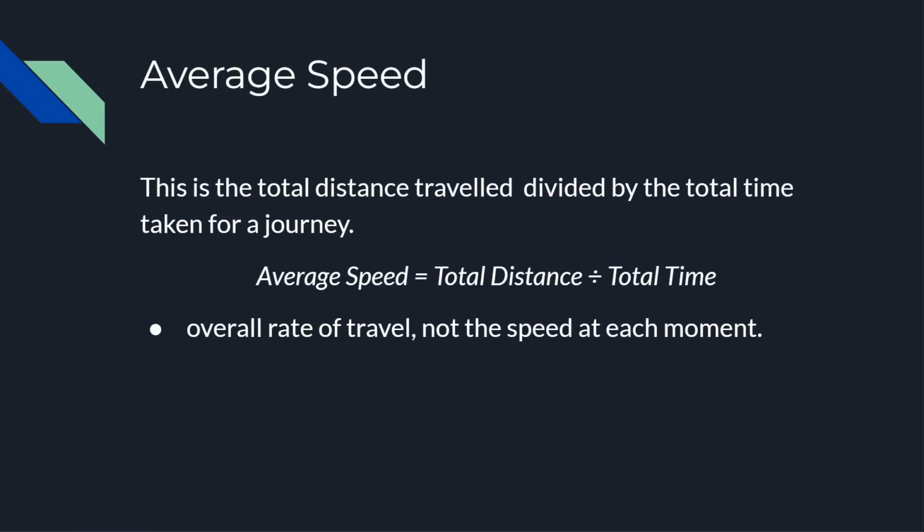The final term we need to define is average speed. Now, average speed is defined as the total distance divided by the total time. While it may sound like speed, it's different. Average speed provides an overall rate for the entire journey, smoothing out any changes that might happen in speed, whereas speed reflects a specific moment. So even though the formula is similar, the concepts are different.